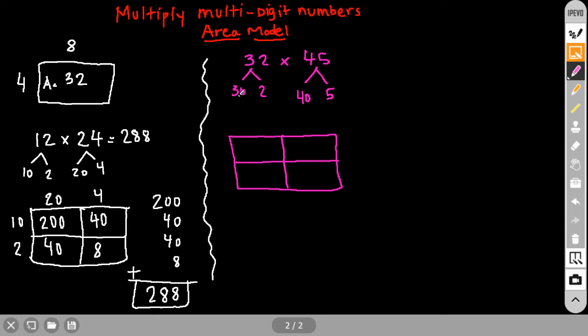better now. So here I'm going to put 30 and the 2 here. And then at the top, I'm going to go with the 45. So it's the 40 here and the 5 here. Now we do the same thing we did here. Remember, this number, the 30 has to be multiplied by the 40 and it has to be multiplied by the 5. So let's do the 30 by 40 first.